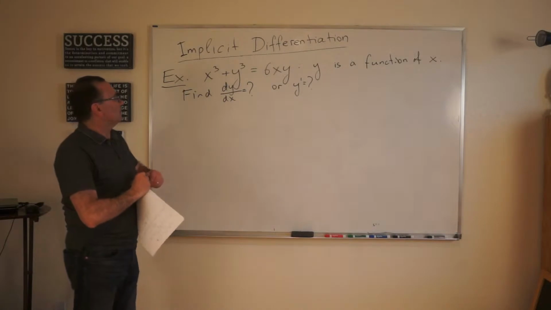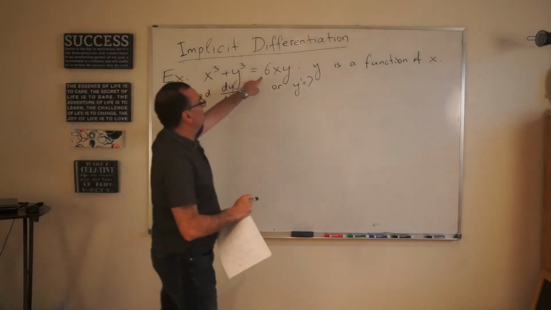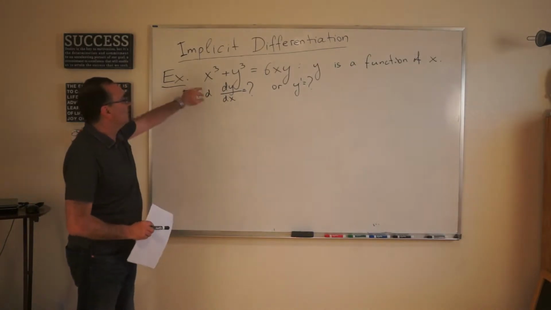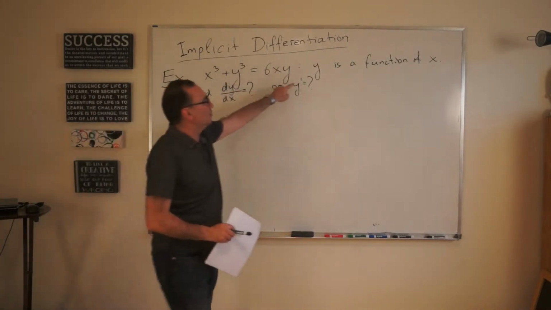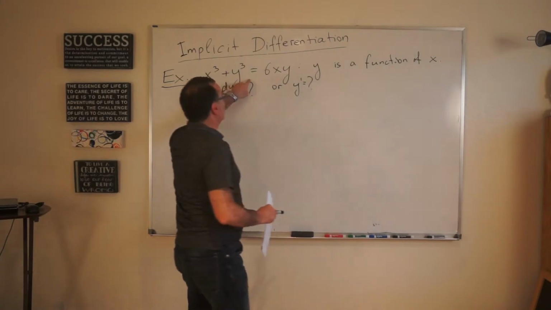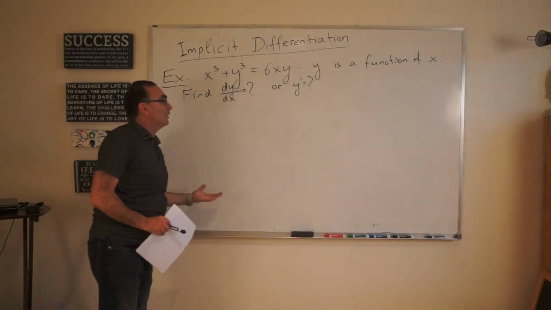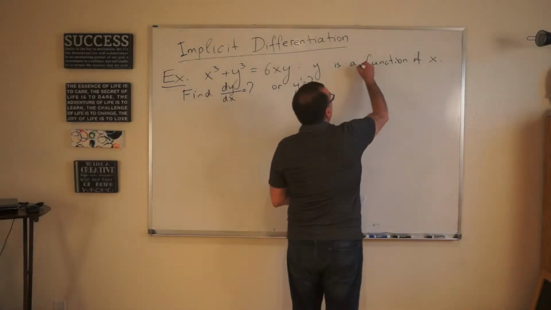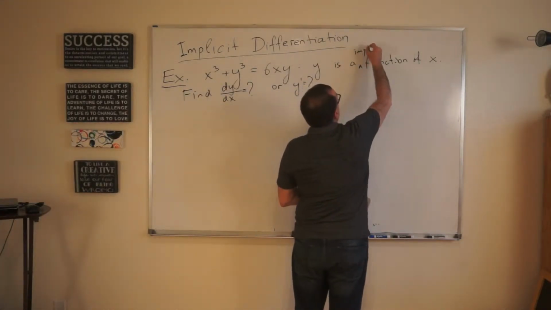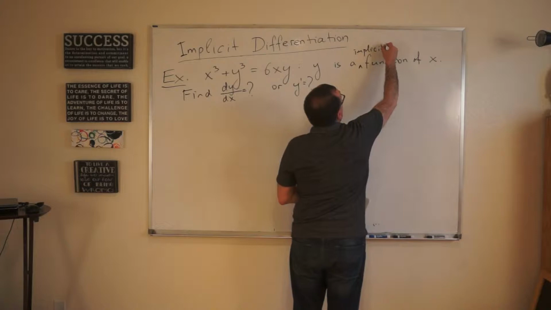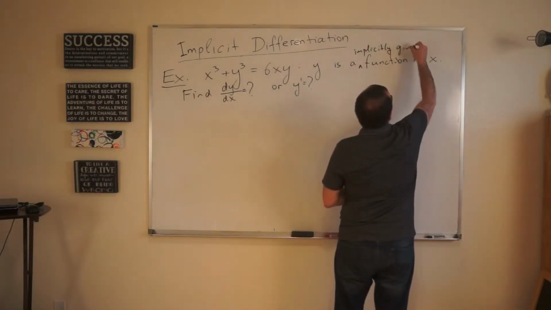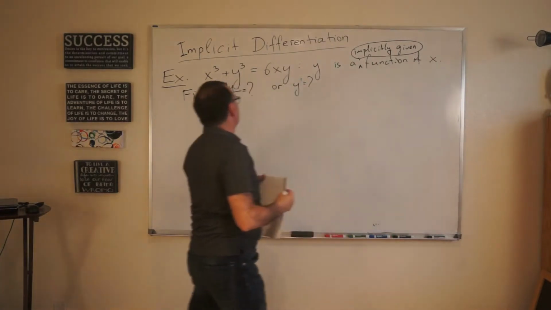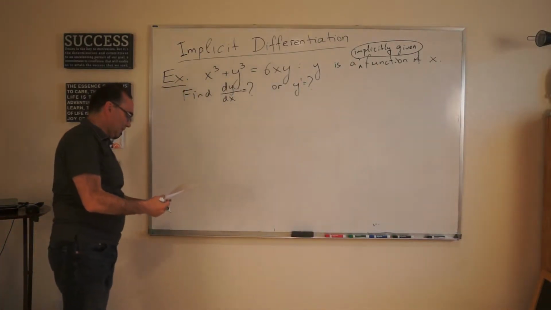All of the examples of this sort look like this. Given an equation involving x and y, and this equation is not solved for y, so this equation represents y as a function of x. And since it is not solved for y, this is an implicitly given function of x. And find the derivative of this function.